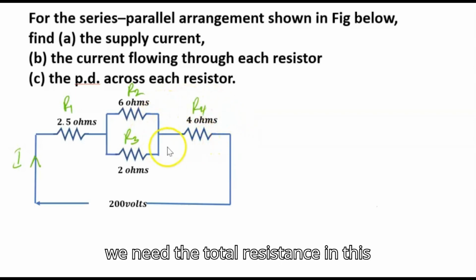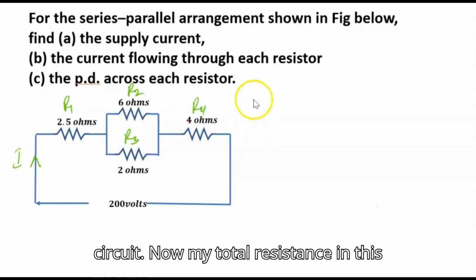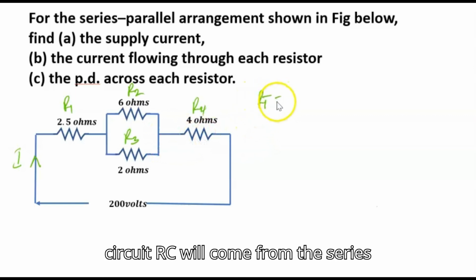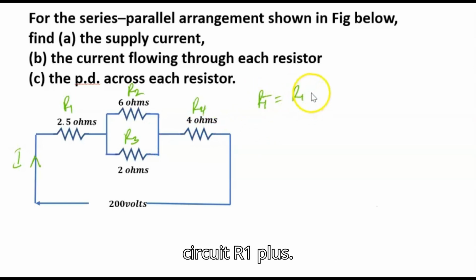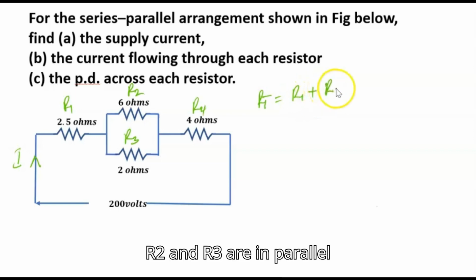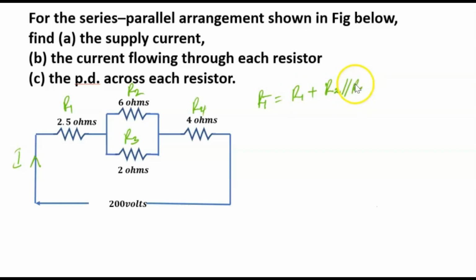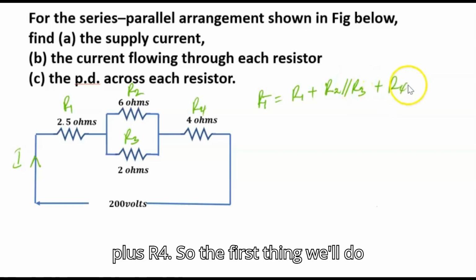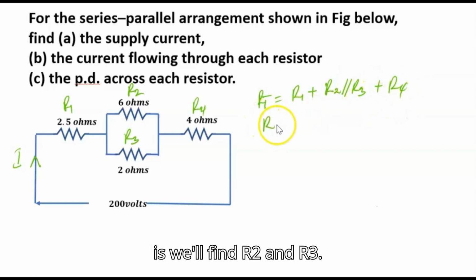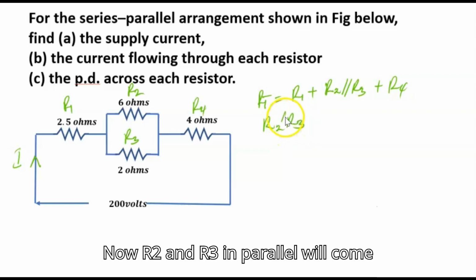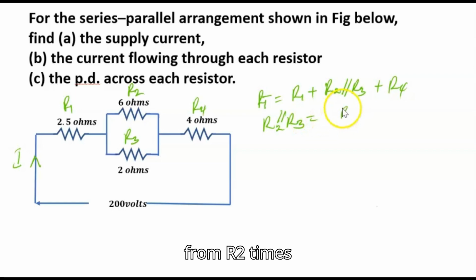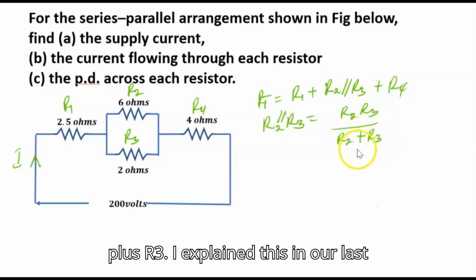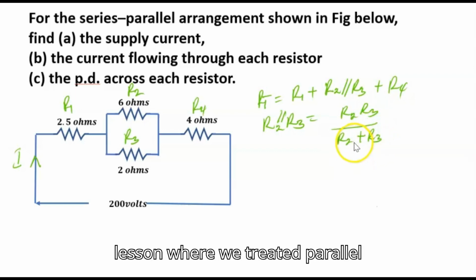Then we need the total resistance in this circuit. Now my total resistance in this circuit, RT, will come from the series circuit R1 plus R2 and R3 in parallel plus R4. So the first thing we'll do is to find R2 and R3. Now R2 and R3 in parallel will come from R2 times R3 over R2 plus R3. I explained this in our last lesson where we treated parallel resistors.